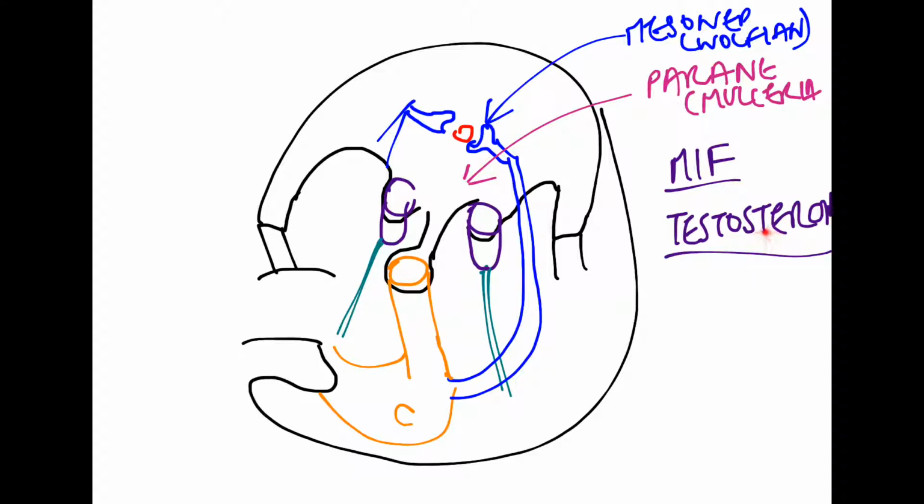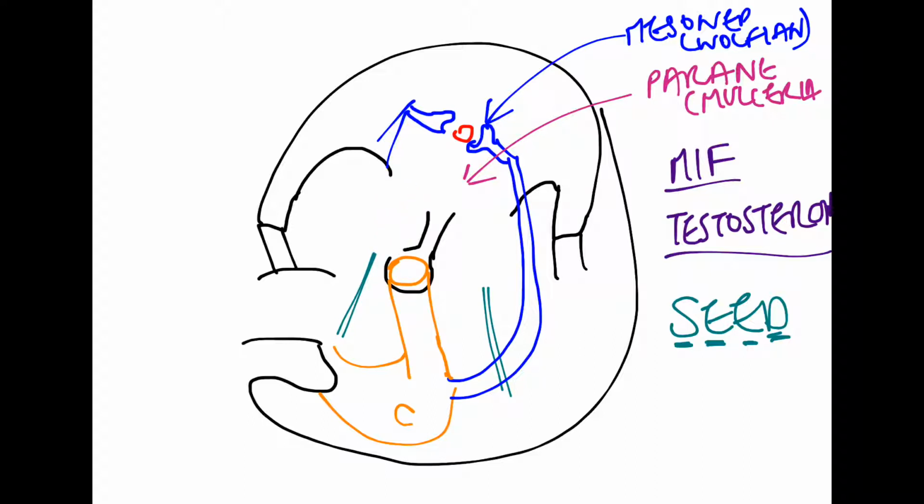So the mesonephros duct differentiates into the seed structures. So the mesonephros duct differentiates into the seed structures, and what SEED stands for is seminal vesicle, epididymis, efferent ductule, and vas deferens. Okay, so remember I said that our testes right here is pulled down by our gubernaculum. Okay, so now we have our testes.